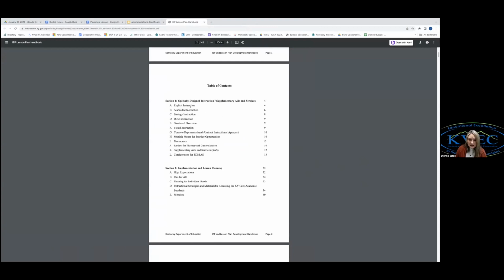It talks about what specially designed instruction is, and then it talks about all the supports they need, and goes into depth about the definitions of those and what those mean. And then it moves into implementation and lesson planning.